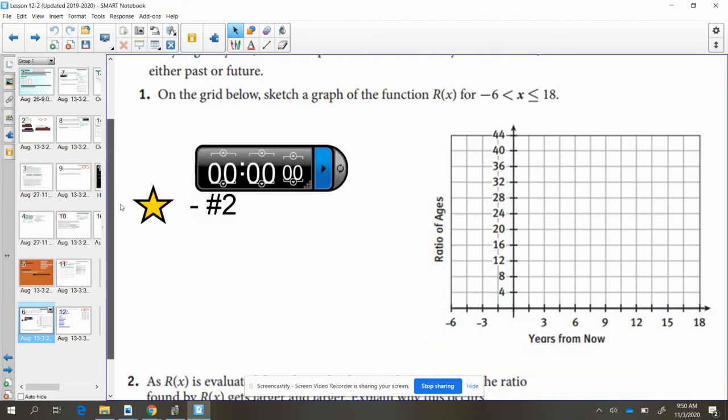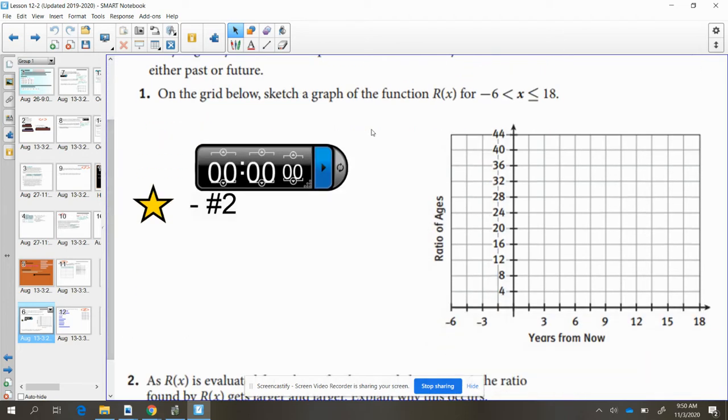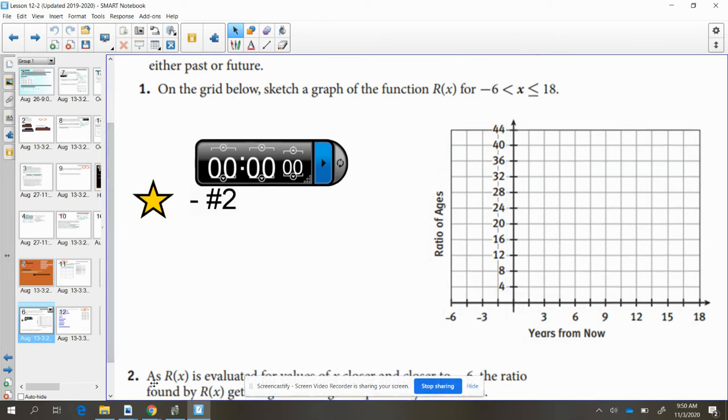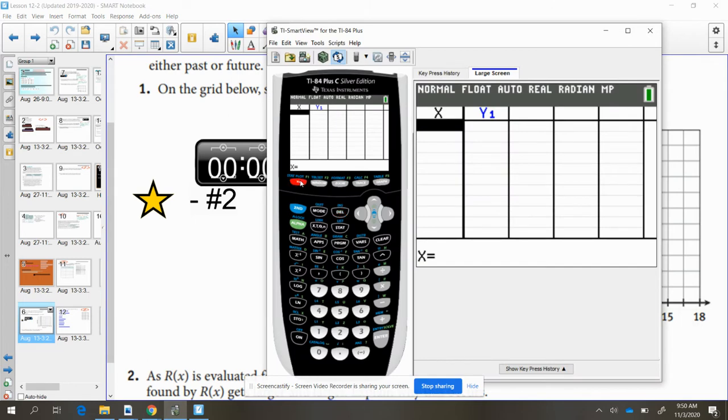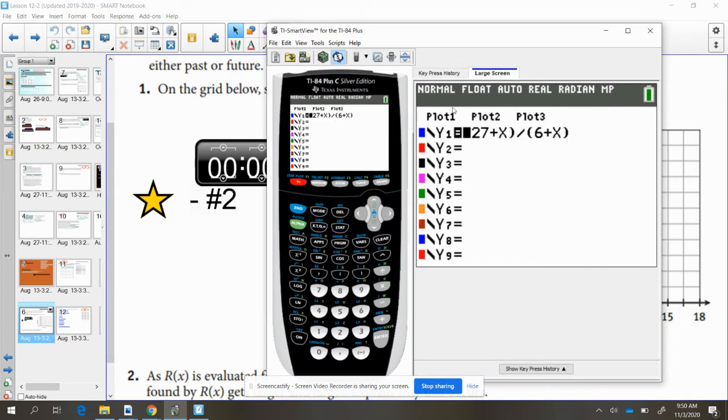So if we look here on this particular graph, we have a domain given of -6 to 18, and then our range is kind of moving from 0 to 44. And if we graph this, if we use our graphing calculators to look at this, we have the ages typed in. And again, if you have an older calculator and you don't have a fraction, make sure you're using parentheses around the top versus the bottom to make sure order of operations is working correctly.